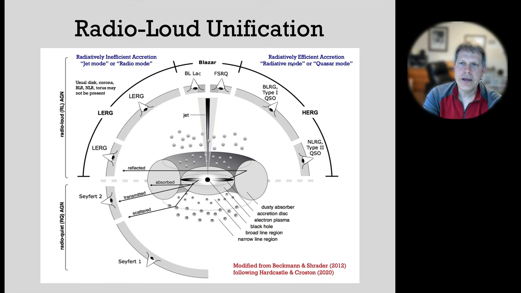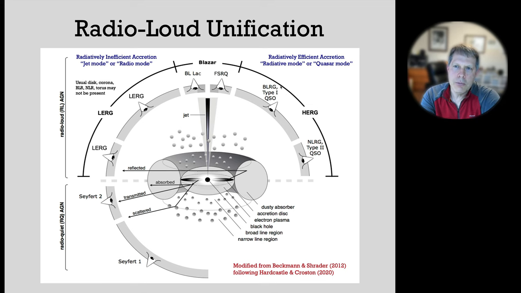Well, things first of all break down as to whether you have radiatively efficient accretion, that is, a radiative mode or a quasar mode corresponding to the high excitation radio galaxies. That's when you're over on this side. And alternatively, on this side of the diagram, you have a radiatively inefficient accretion mode. You have a jet mode or a radio mode type accretion over on this side. First, let's talk about this side.